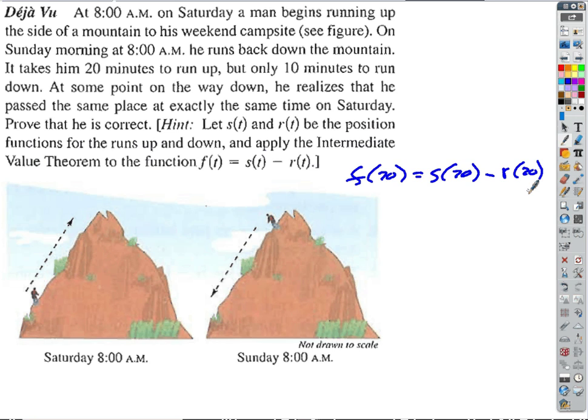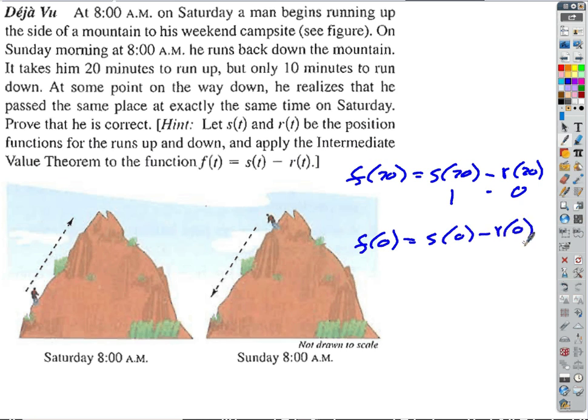No, Saturday's when we're going up. So we wouldn't be at the trailhead. Oh, sorry, I mean, we're at the campsite. Okay, campsite. So our distance is going to be +1, right? Sunday, after 20 minutes, we're at the trailhead, which is 0 miles from the trailhead. Yes, okay? That make sense? So f of 0 is going to be s of 0 minus r of 0.